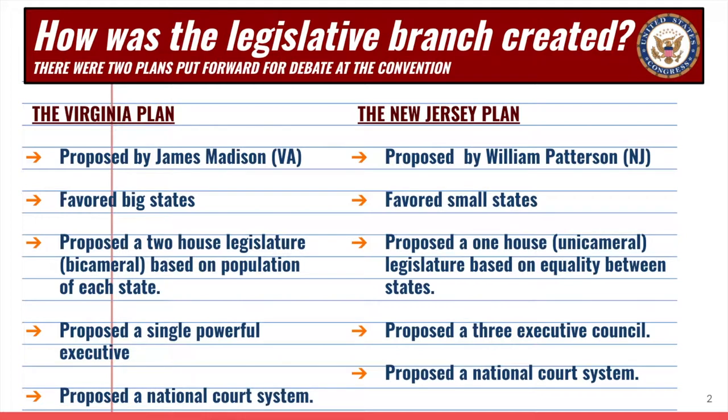So these plans basically served as opening positions for the different sides at the Constitutional Convention. And to be honest with you, it took quite a bit of time for them to start thinking of alternatives or compromises that would help them get to where they wanted to be in the end. And before this lesson is over with, you're going to know what compromise they eventually came up with.